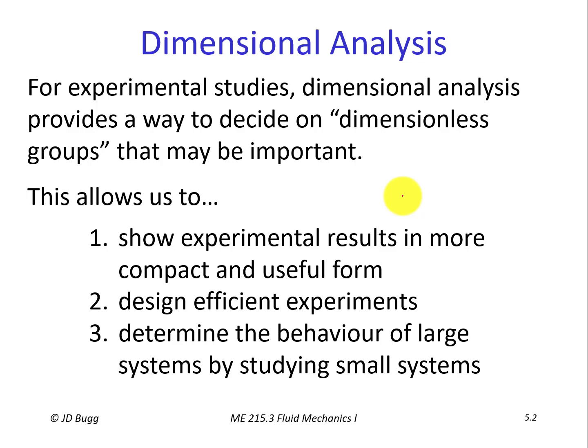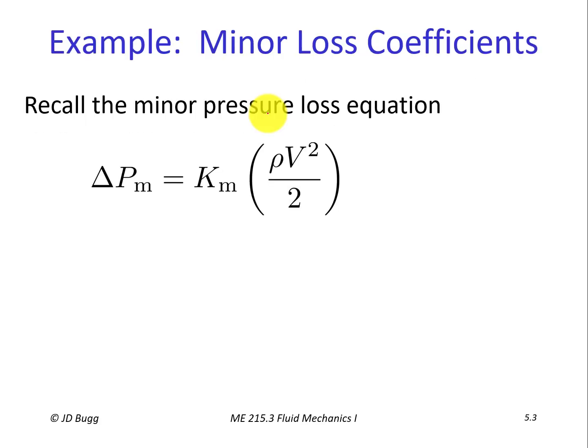So the first example I want to look at is relevant to this first point here, showing experimental results in a more compact form. The thing that we're going to use to illustrate how to present experimental results compactly using dimensional analysis is minor loss coefficients. Now, we used minor loss coefficients in the last section of the course to calculate the pressure loss through a fitting. So elbows, T's, valves, that sort of thing.